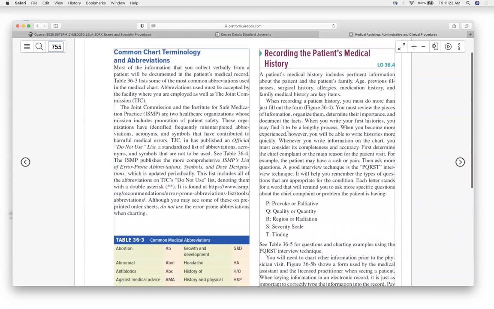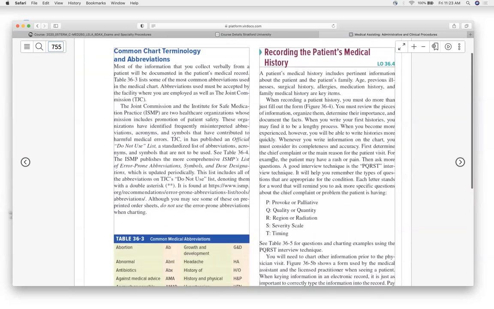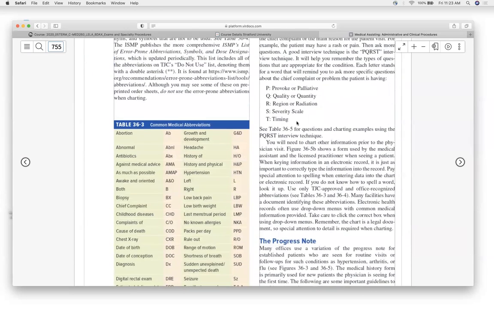PQRST, that is the, what's it called? It's not called an anagram. It's called an acronym for how you ask a patient regarding pain. Now, pain is highly subjective, okay? Everything that comes out of your patient's mouth is highly subjective.